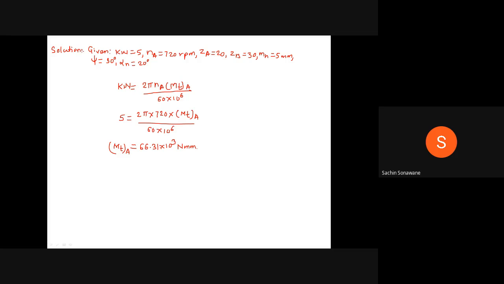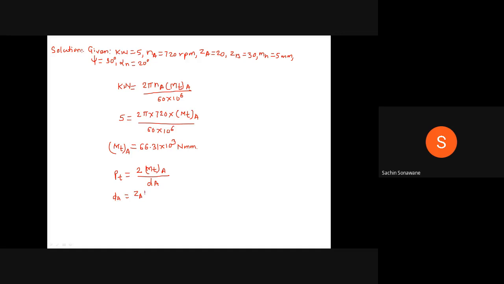Now, from the torque transmitted, we calculate the tangential force. What is the formula of tangential force? PT is equal to 2 MT A upon dA. dA means pitch circle diameter of gear A. Now what is the formula of pitch circle diameter in case of helical gear?